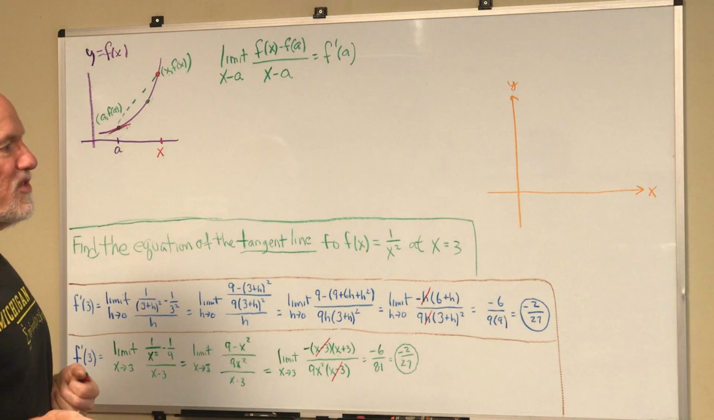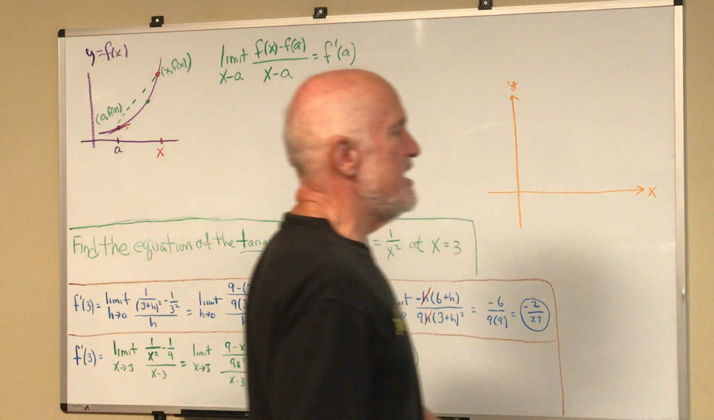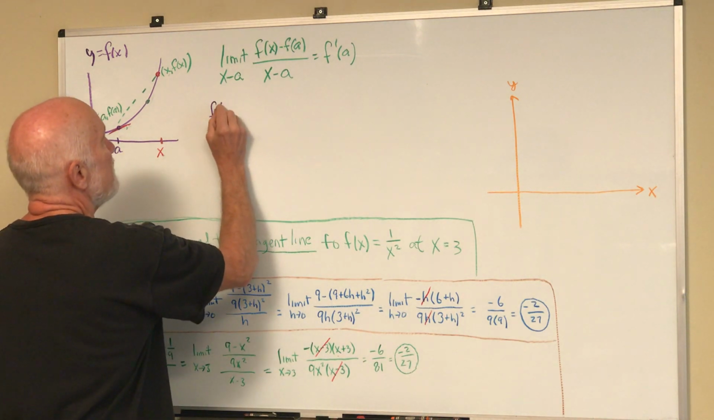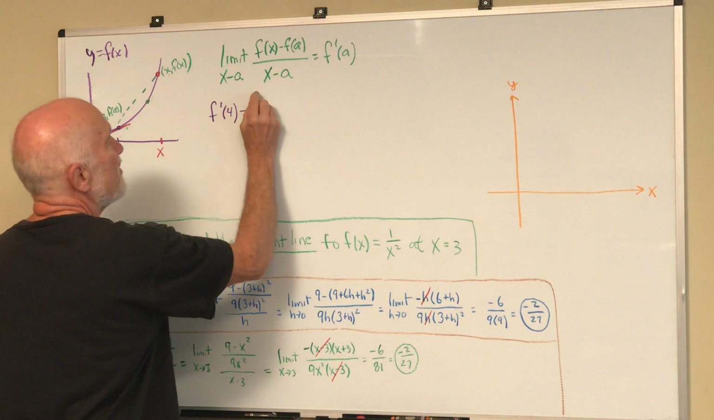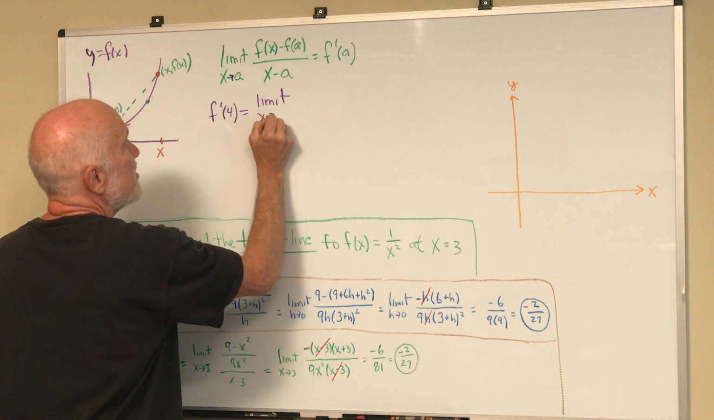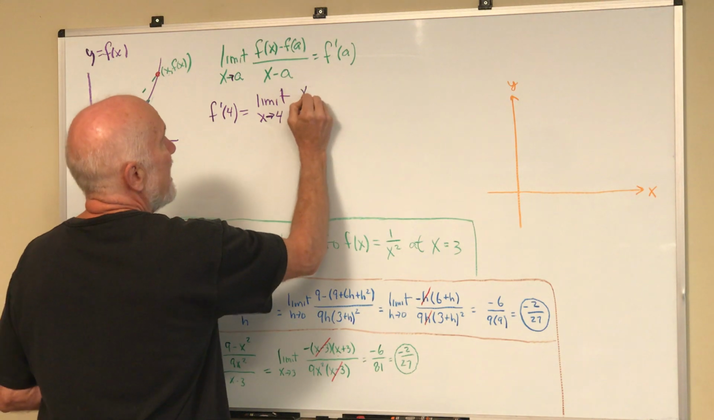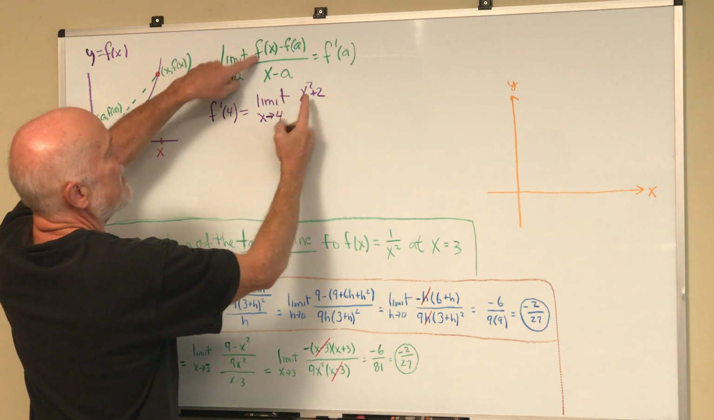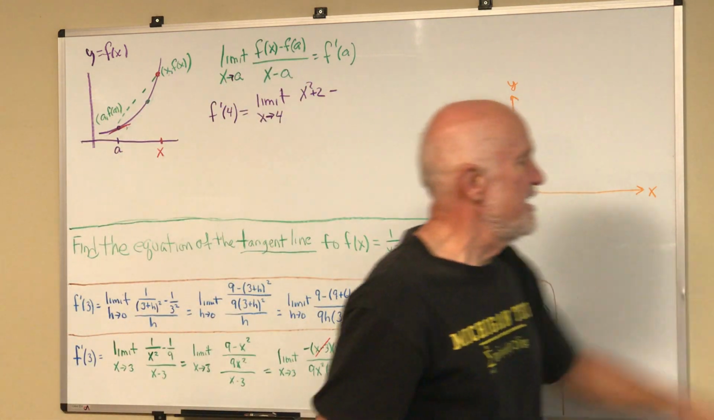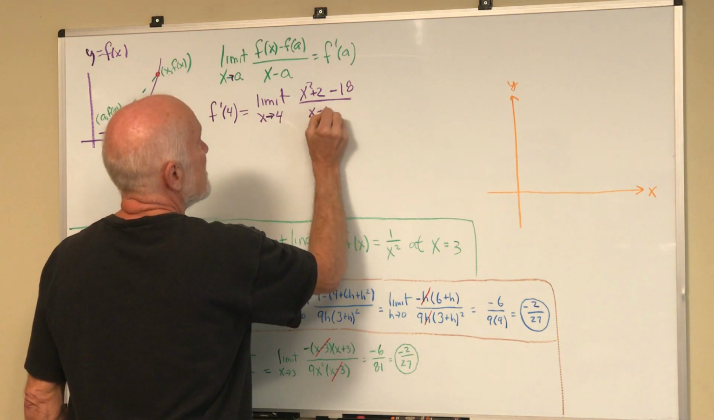So let's just try it once on this same function right here. So what would we have? We would have f prime of 4 equal the limit as x approaches 4, and f of x is the function x squared plus 2, that's the f of x, minus f of a. Well, we know that f of a is 18, all over x minus 4.